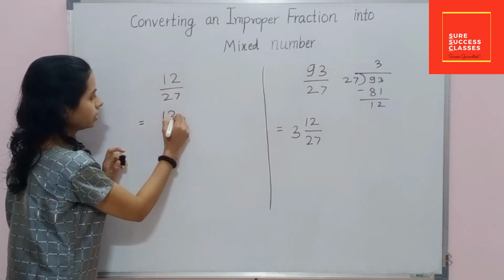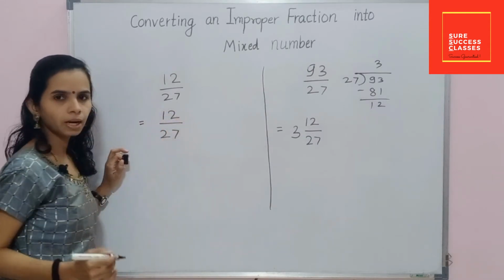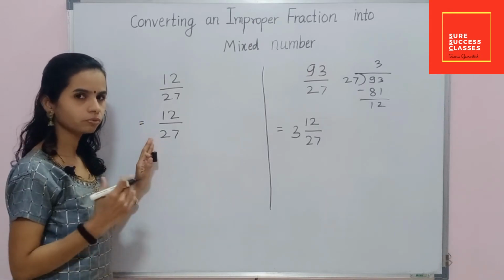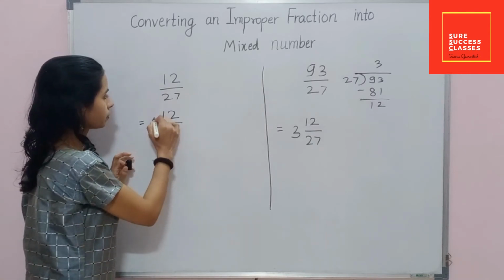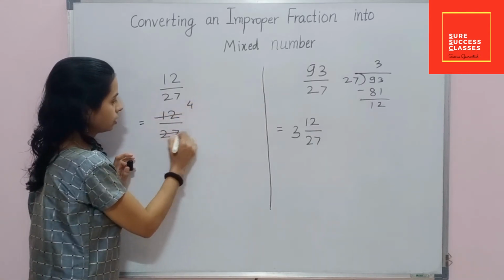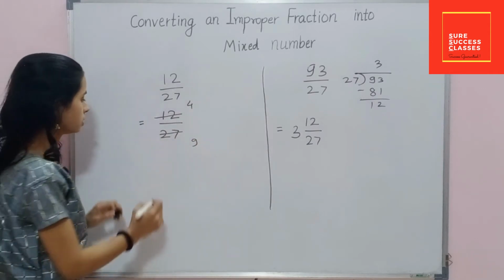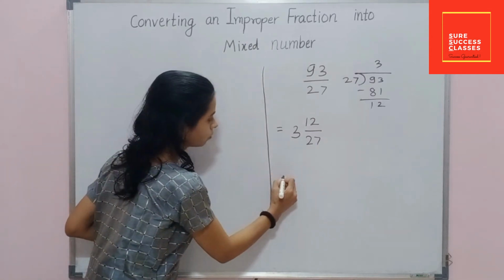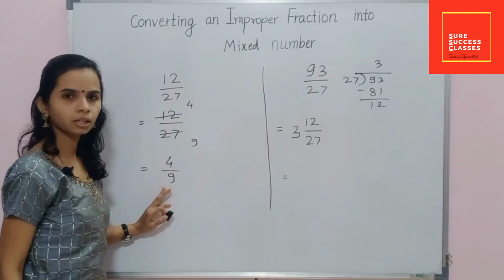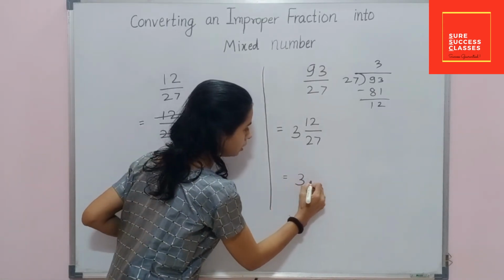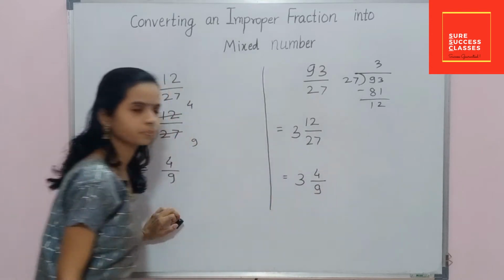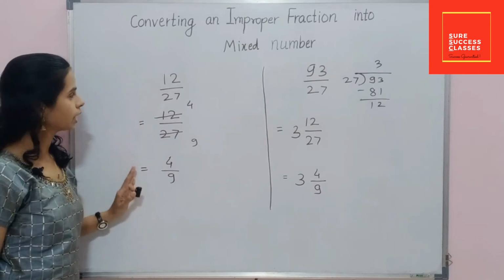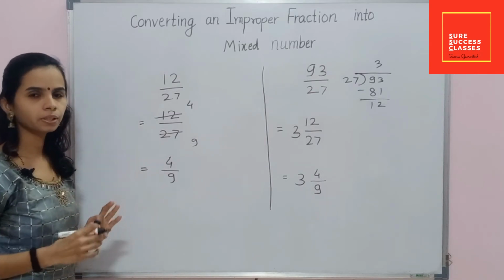We will divide this 12 and 27 by the common factor of these two numbers. It is 3. 3 4s are 12, 3 9s are 27. So it is 4 by 9. Means here we can write it as 3, 4 by 9 also. Can you get this lowest form of given fraction? Here we will see its another example.